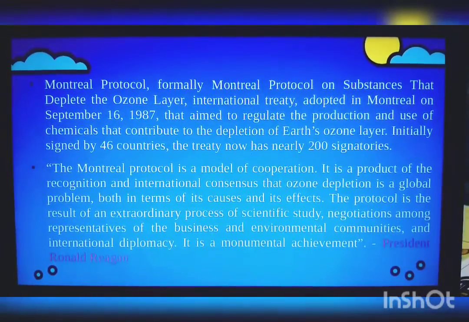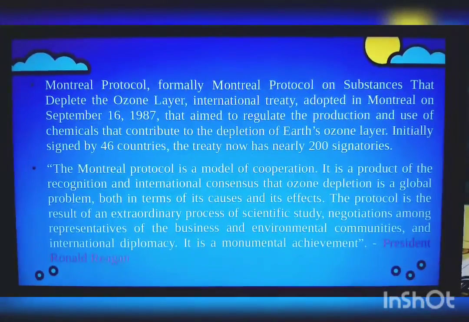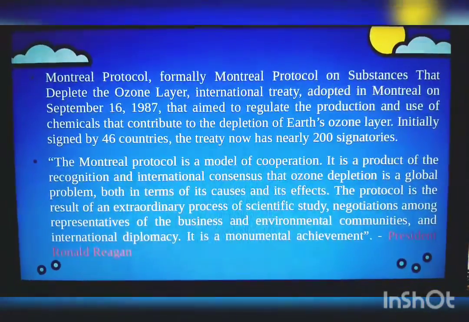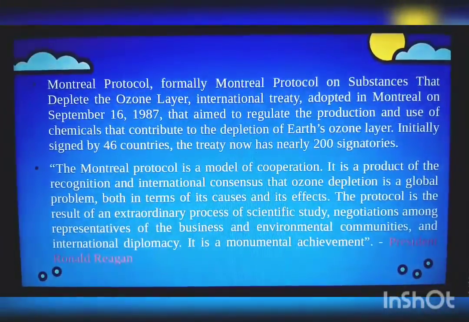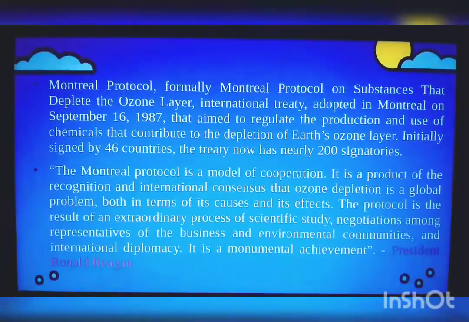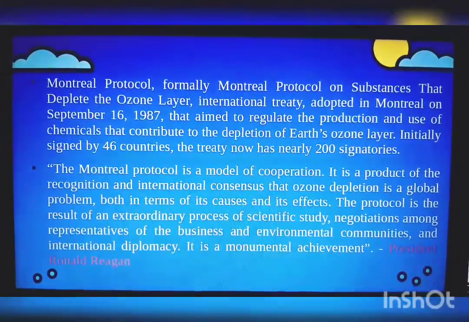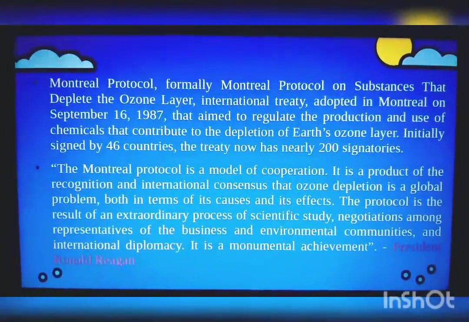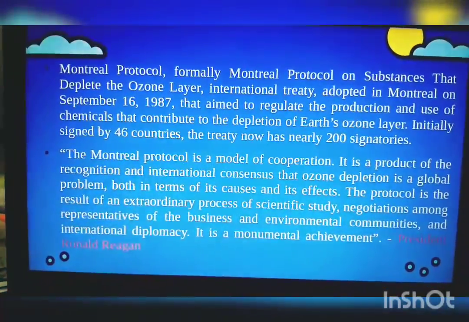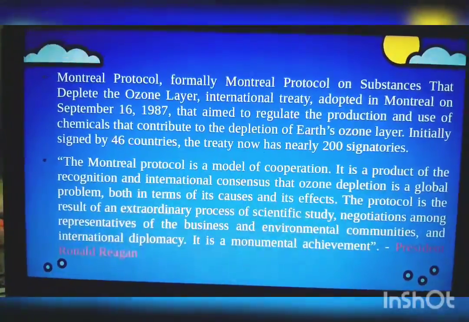It is a product of the recognition in international consciousness that ozone depletion is a global problem, both in terms of its causes and its effects. The protocol is a result of an extraordinary process of scientific study, negotiations among the representatives of the business and environmental communities, and international diplomacy. It is a monumental achievement.